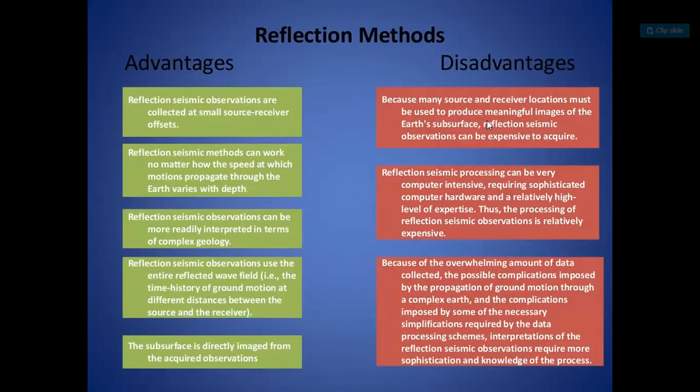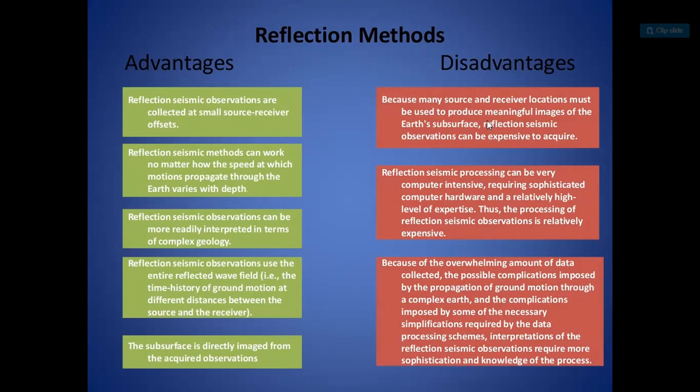So reflection seismic methods can work no matter how the speed at which motions propagate through the earth varies with depth. Reflection seismic observations can be more readily interpreted in terms of complex geology. Reflection seismic observations use the entire reflected wave field, that is the time history of ground motion at different distances between the source and the receiver. The subsurface is directly imaged from the acquired observations.